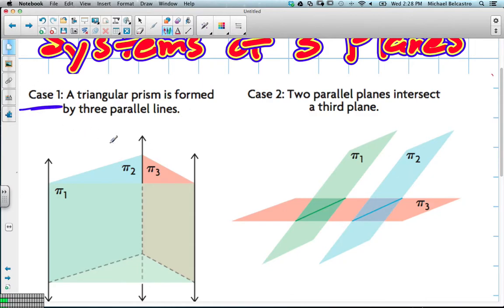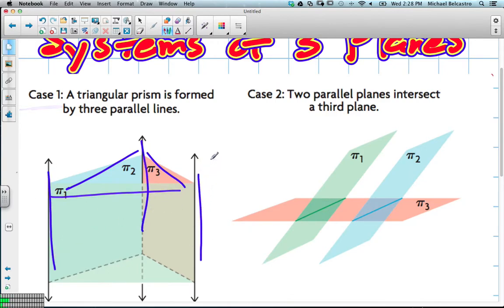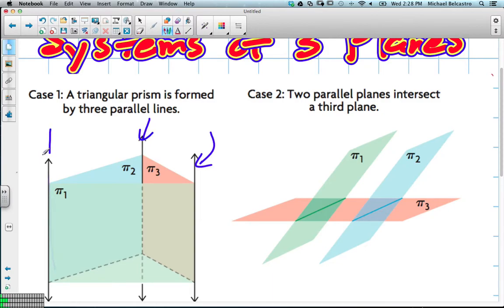Case 1 is when you have 3 planes that intersect at 3 different lines, okay? And we have 3 planes that intersect at 3 different lines. It's a lot of stuff to solve. None of them are obviously parallel, and we'll talk about this situation and how to recognize it.